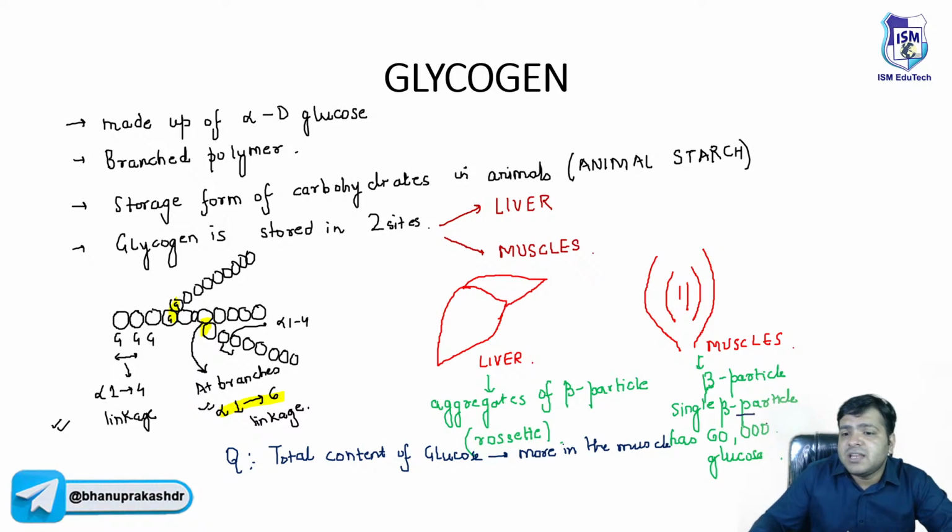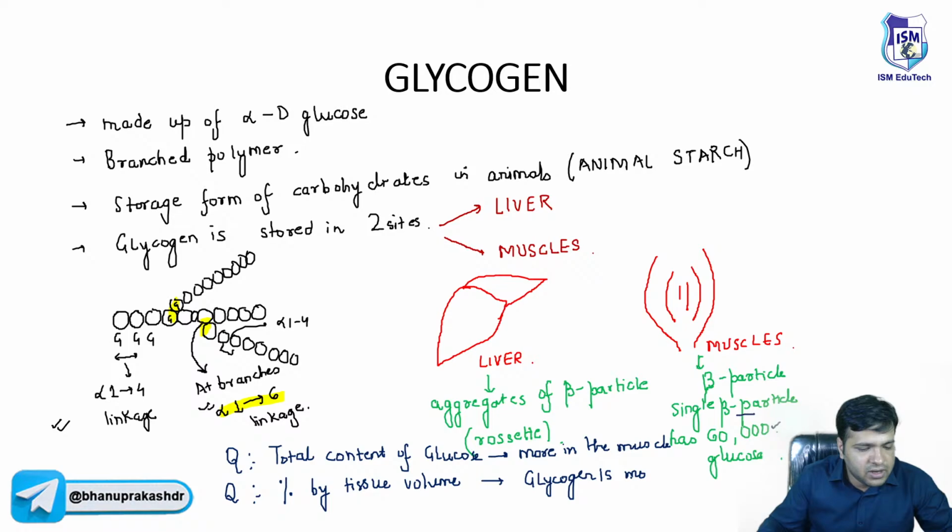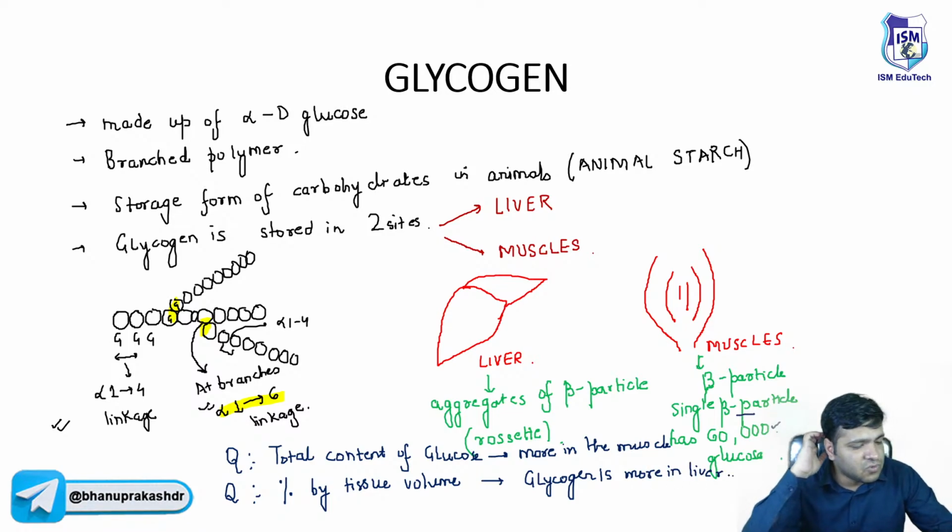I just told you one beta particle has 60,000 glucose units. It is not there in the liver, right? In the liver it is approximately less. If I had asked in another way, what is the percentage by tissue volume? I mean, the content of glucose is more. If we talk about percentage by tissue volume, remember the glycogen is more in liver.